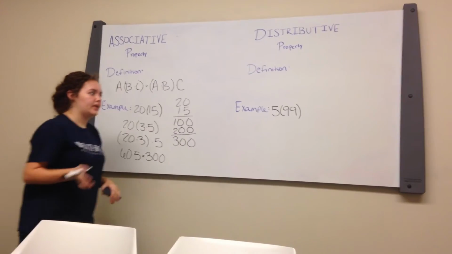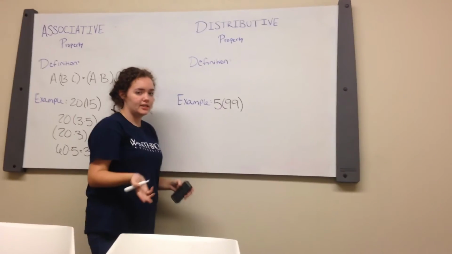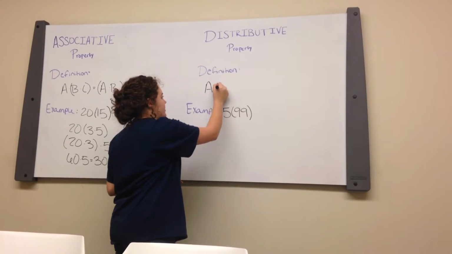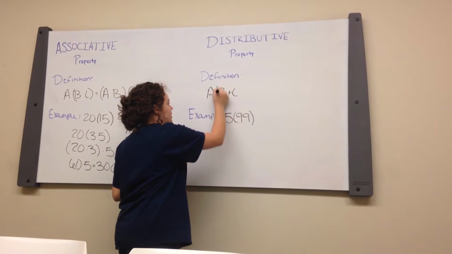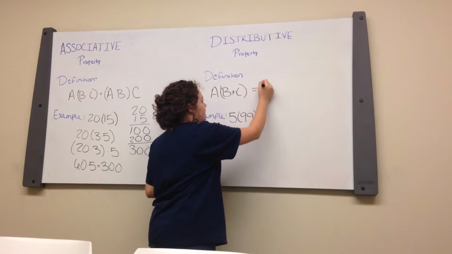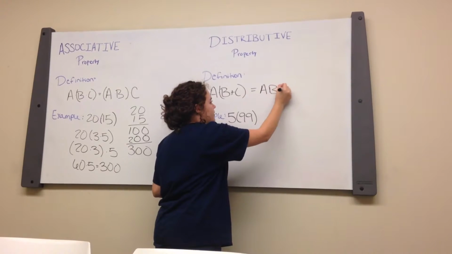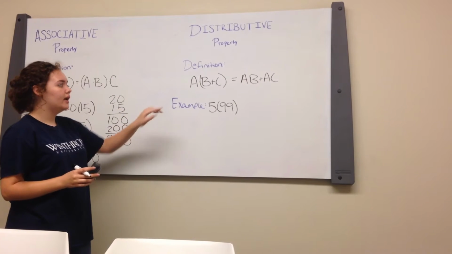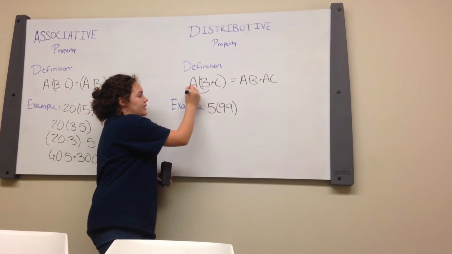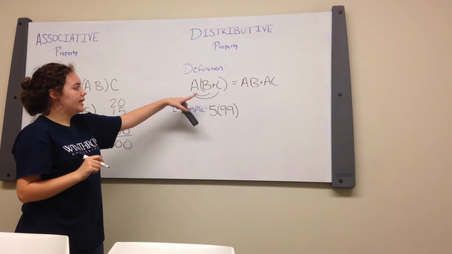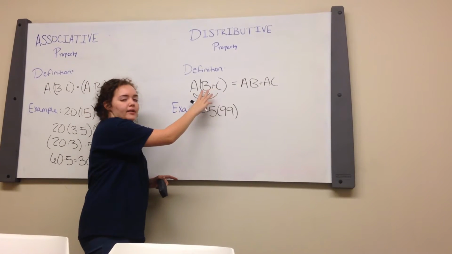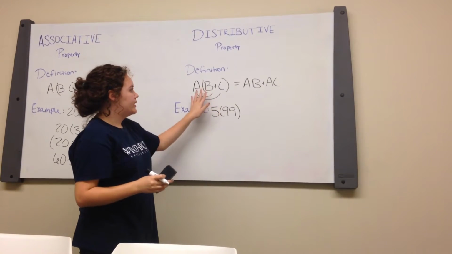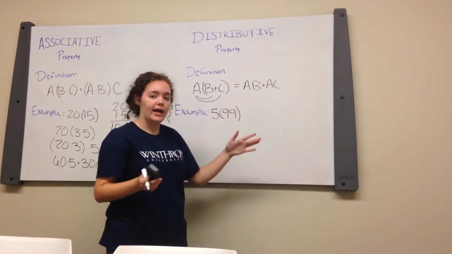Now the distributive property is different. So the definition for the distributive property is A times (B plus C) equals A times B plus A times C. So what happened here with this definition is the A was distributed to the B and the C. So really, what's the same as this is if we added B and C together, our answer would be the same if we just multiplied it. Or we could distribute our A to our B and our C before adding it.